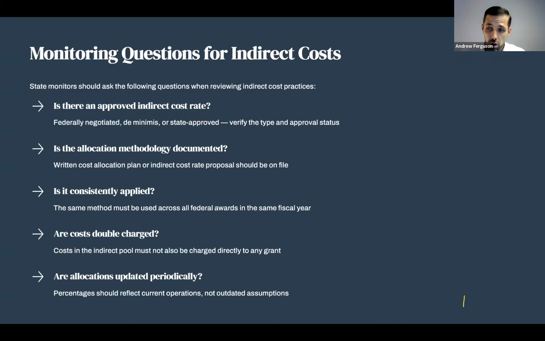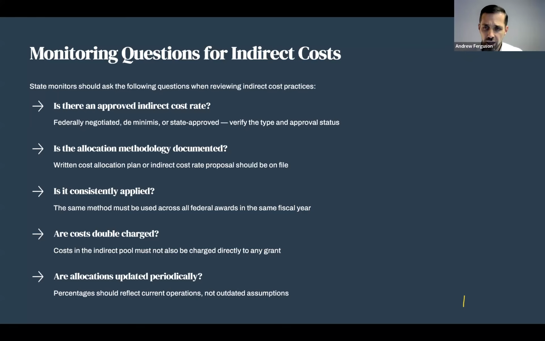Are costs being double charged? This actually can be a pretty common error. It's not always on purpose; sometimes it happens purely out of human error. But does the organization throw some costs into the indirect cost pool, but then also turn around and direct charge them to the grant? That's a big no-no. Obviously, it's double dipping, and it can be a pretty common error with cost allocation.